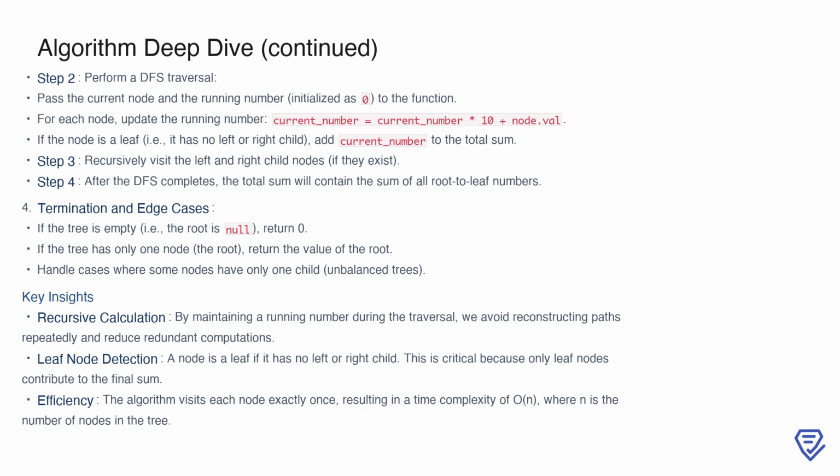We also need to consider termination conditions and edge cases. If the tree is empty, the function should return 0. If there's only one node, the result should simply be the value of that node. Unbalanced trees, where some nodes only have one child, are naturally handled by the DFS process.